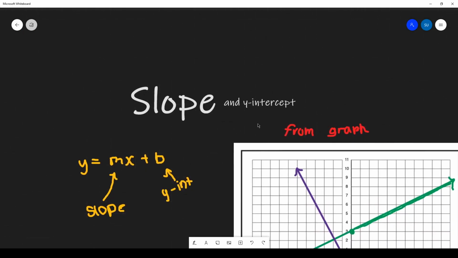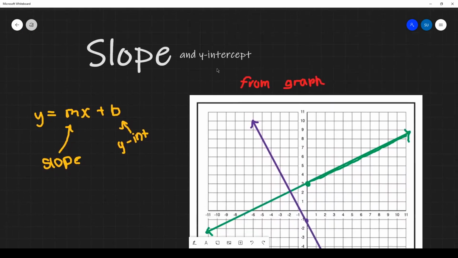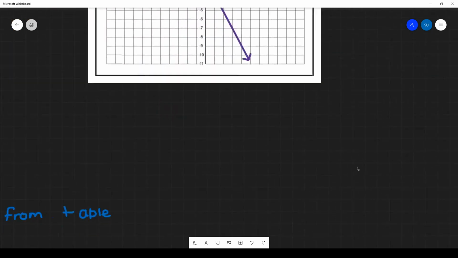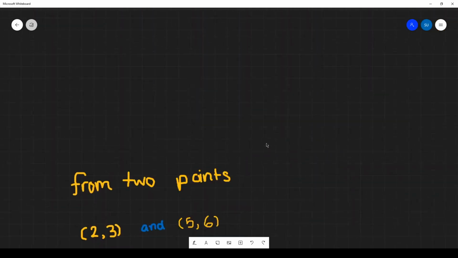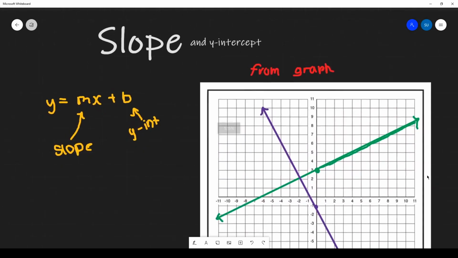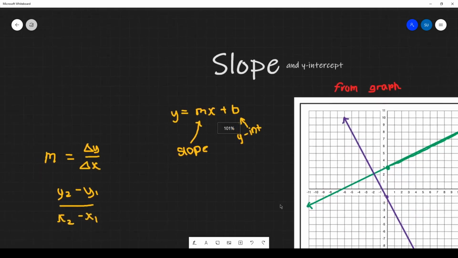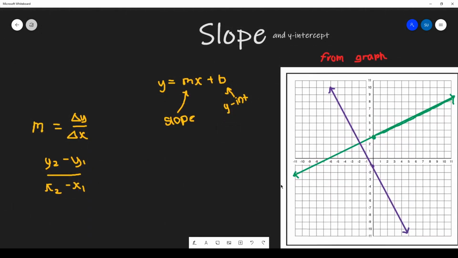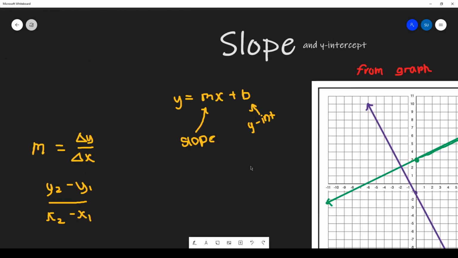And oftentimes, you'll be asked to calculate these, whether it's from a graph, like so, from a table, or from 2 points. So today I'm going to be showing you how to do that. Oftentimes, you're going to be asked not only to calculate these values, but to put them in an equation. And if you watched my last video, you should remember the slope-intercept form, which is the most common form of linear equation that there is. The two other forms being point slope form and standard form. Those will be touched on in a later video.